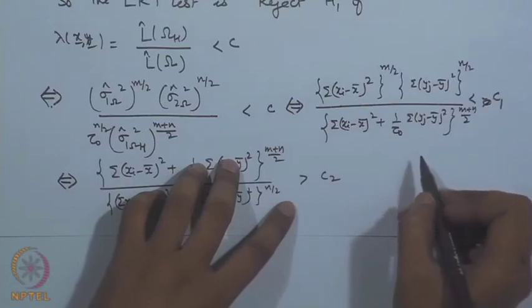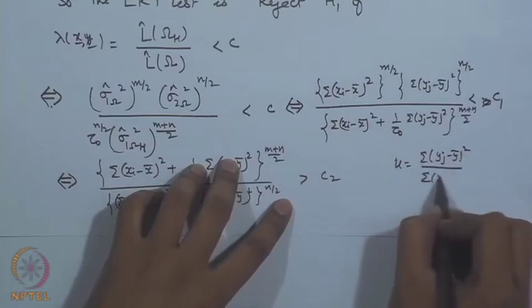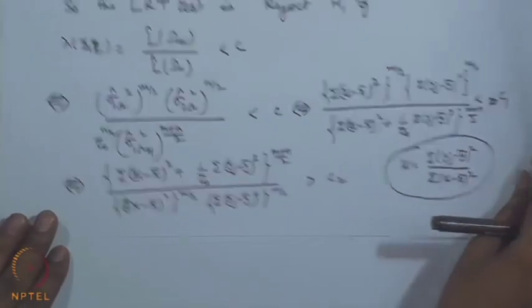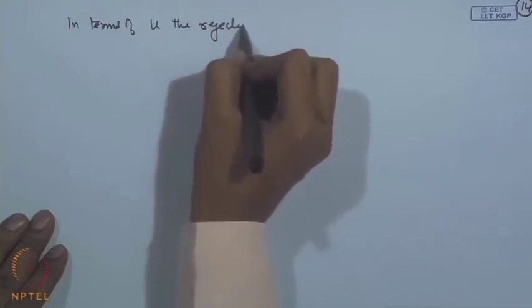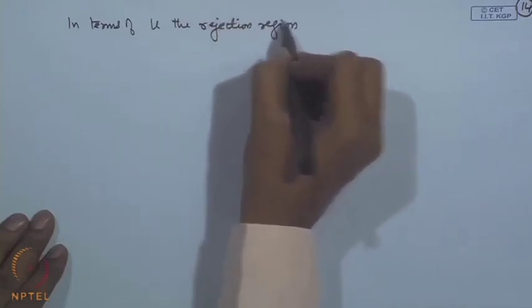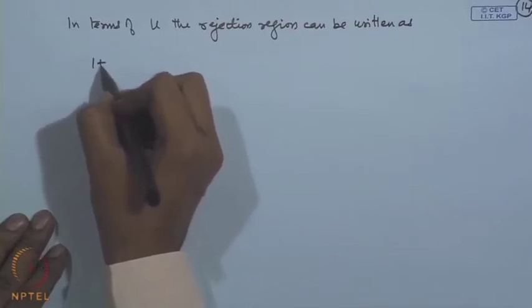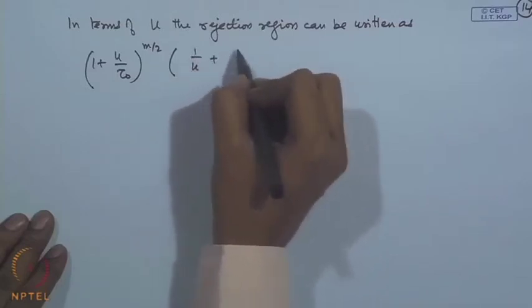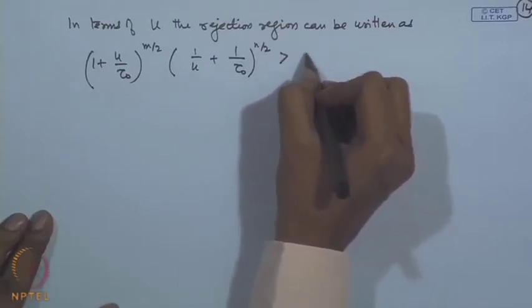Now, let me define u equal to Σ(y_j − ȳ)² divided by Σ(x_i − x̄)². So, in terms of this ratio, this condition can be written, in terms of u, as the rejection region (1 + u/τ0)^(m/2) (1/u + 1/τ0)^(n/2) greater than, say, c2.